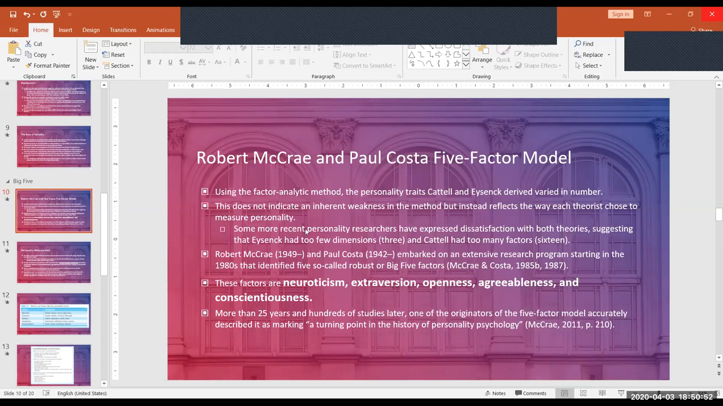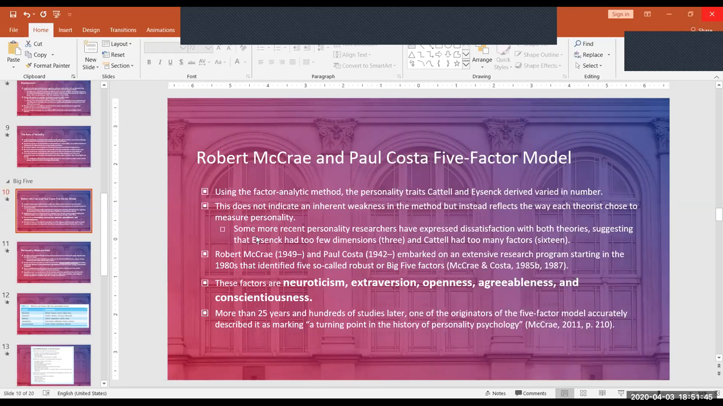Robert McCrae and Paul Costa found that human personality consisted of more dimensions than Eysenck first proposed. They said Eysenck had too few dimensions, and Cattell with his 16 personality factors had too many. We need to be more specific in describing human personality. So they expanded Eysenck's personality theory and, on the other side, simplified Cattell's theory. That's why they came up with five dimensions: neuroticism, extraversion, openness, agreeableness, and conscientiousness.